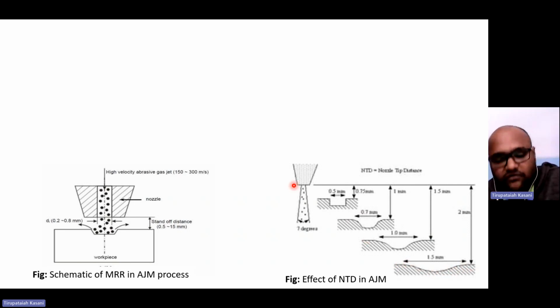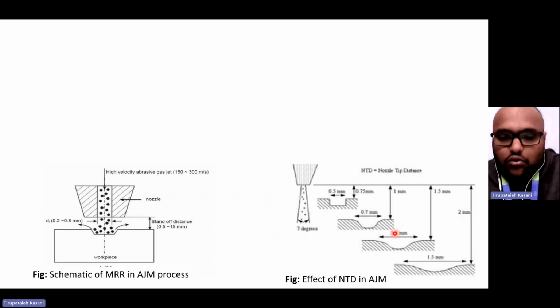However, the effect is different for different standoff distances or NTD distances. Okay, means if I need a precise hole like this, I can maintain the NTD as a lower distance. If I need some curved surface or larger area from where the material can be removed more, then I can maintain this NTD or the standoff distance as 2 mm. Okay, like this. Means if the NTD, the nozzle tip distance or the standoff distance, varies, the machining area or the machining zone region also varies.